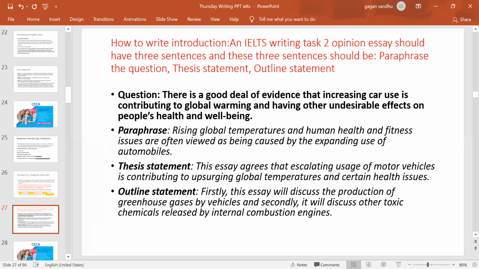So you see how beautifully it covered everything which needs to be there in your introduction. A paraphrase of my statement, what this essay agrees to, that this is the reason behind these two issues, right? And then what I am going to do here is discuss the production of gases, which is responsible for problem number one, and secondly the toxic chemicals which are accountable for problem number two, right? So this will cover the whole soul of what needs to be in the introduction and will fetch you more marks on the examiner marking scale. Moving to the next part.